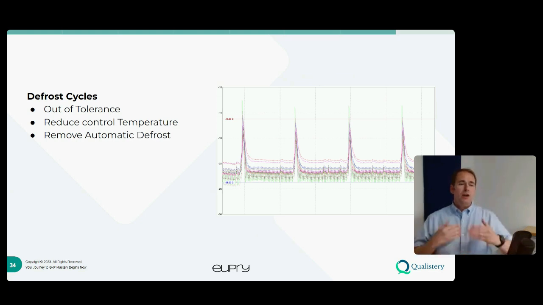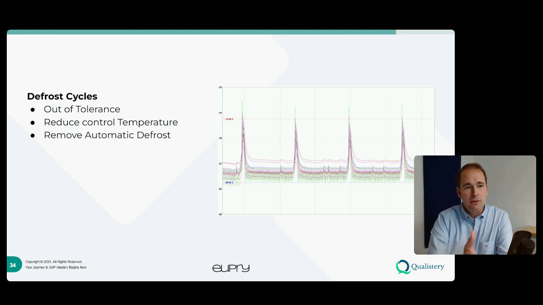Now, there's a few things that we can do. You can see in this graph what's happened here is the operating temperature has been lowered. So we're trying to control towards the bottom of the range, towards minus 25 degrees, to accommodate this huge defrost cycle. It hasn't accommodated the defrost cycle, so we're seeing out of tolerance results. Those out of tolerance results are because of the defrost cycle.